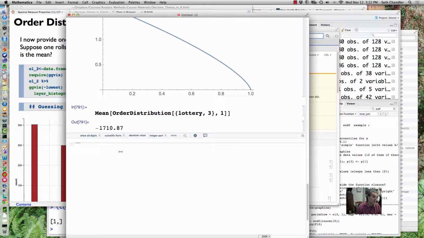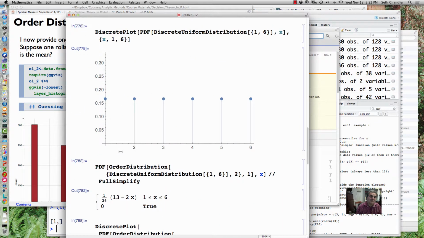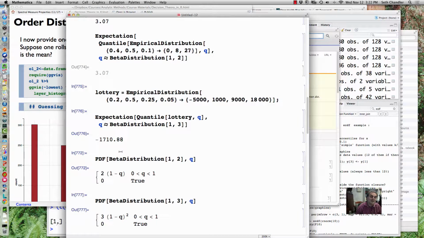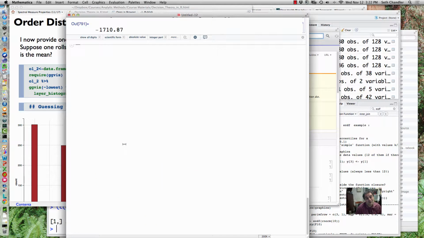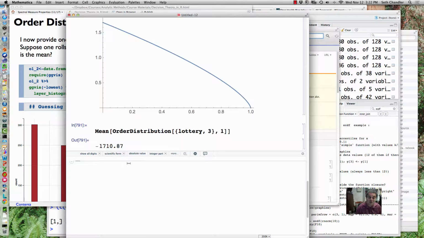Ooh. That's very close, isn't it? 1710.87 versus negative 1710.88. And I'm just the kind of person who will obsess about why it is 0.01 off. But I have learned to sublimate my obsessions during class time. So we will not pursue that at the moment. But you can see certainly that there appears to be some close relationship between the two.